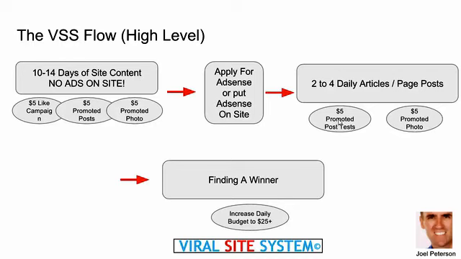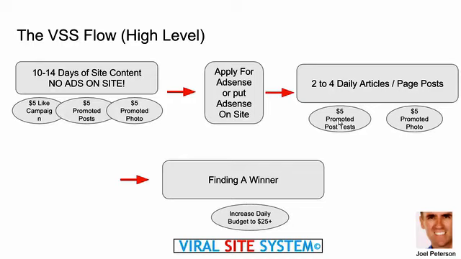So you've got your site going with about 10 to 14 days of site content. That means like 3 articles per day, no ads running on your site. You've got nice content coming in. You start to do a like campaign. So you spend $5 a day for a like campaign. You might do that for 4 days. So set a little budget of $20 to drive some likes to your account. And that'll get your first billing on Facebook.